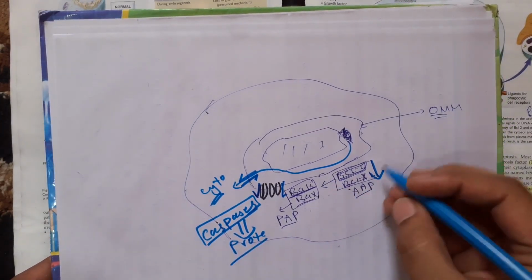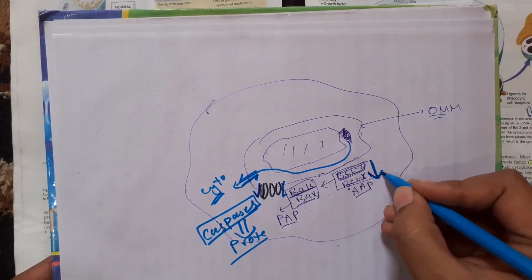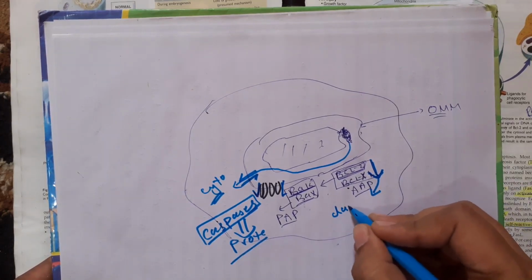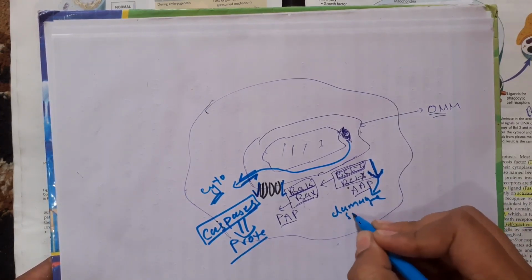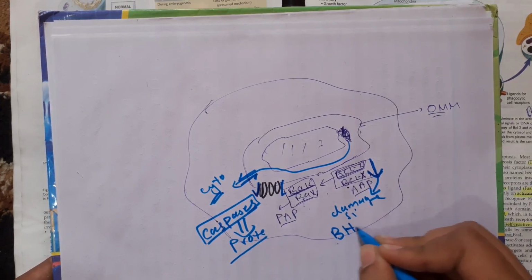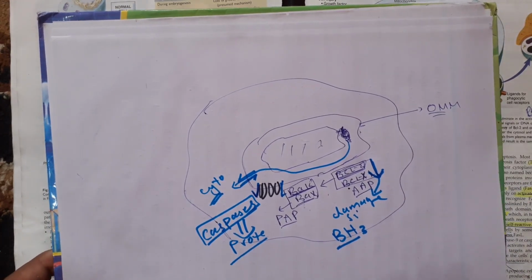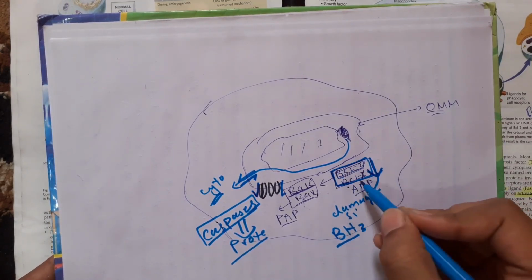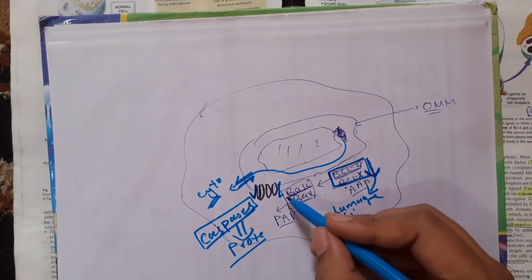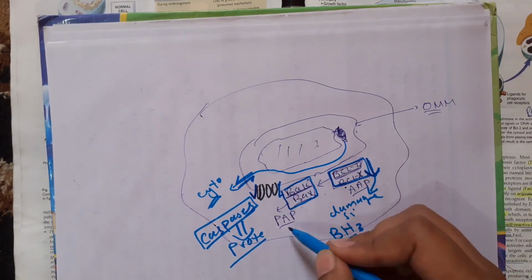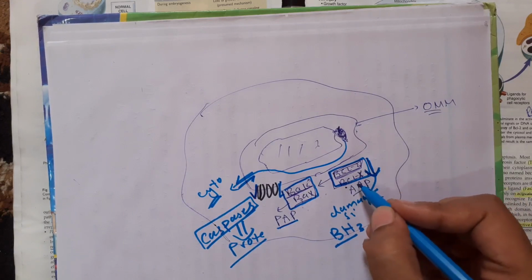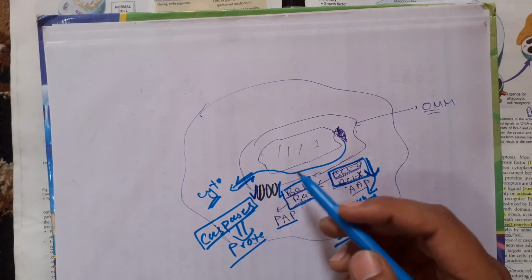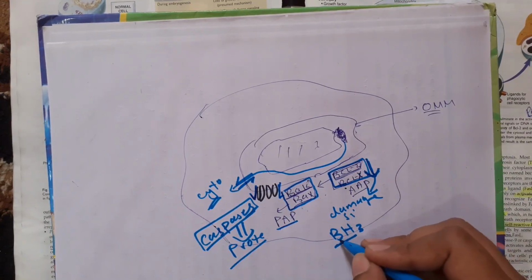So how are BCL2 and BCLXL down regulated? They are down regulated when there is a damage signal, which is sensed by another protein, BH3. Summarizing, there are two proteins, BCL2 and BCLXL, which are anti-apoptotic proteins, and two proteins, BAK and BAX, which are pro-apoptotic proteins. BCL2 and BCLXL normally inhibit the activity of BAK and BAX by preventing their dimerization. There is another protein, BH3, which is a damage sensor.